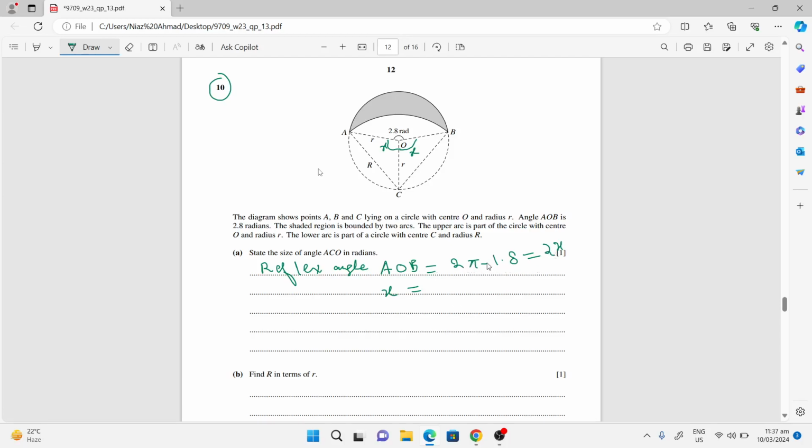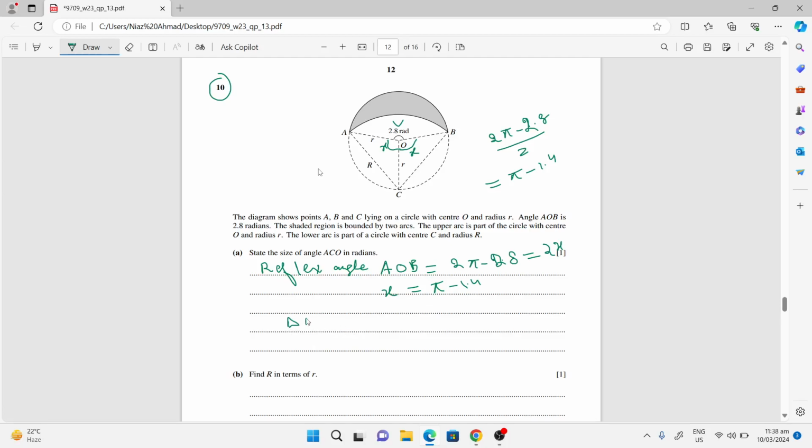pi minus 1.4. 2 pi, 2 cancels 2, so it is actually pi minus 1.4. Do you understand why I write pi minus 1.4 directly? It will be actually 2 pi minus 2.8 divided by 2, so it will give you pi minus 1.4. It's 2.8, sorry. When you divide it by 2, you are getting this. So it's pi minus 1.4.